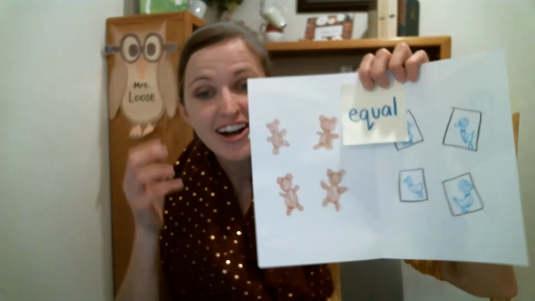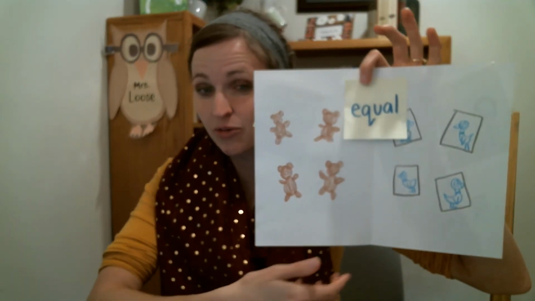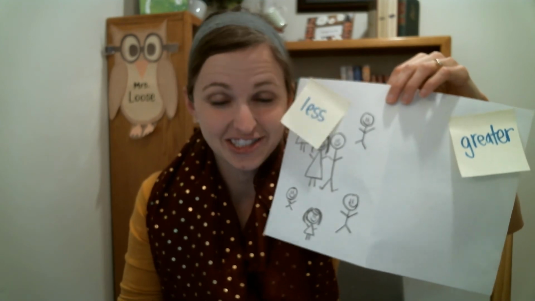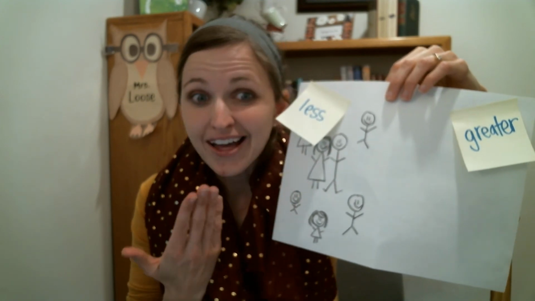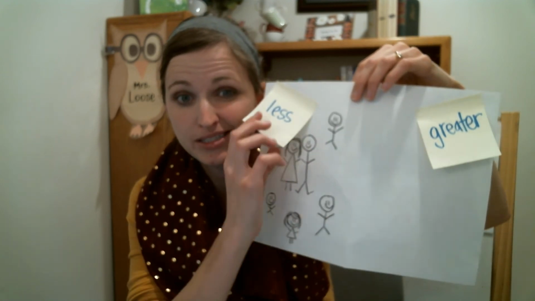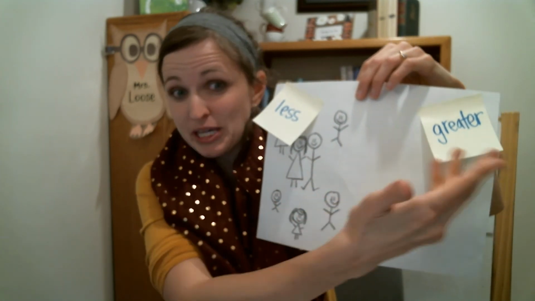You can share your picture of the equal thing and the greater and less in a discussion on Canvas. And you know what? It is possible that your family has the same number as my family, so maybe it won't be greater and less. It'll just be equal. That would be funny.